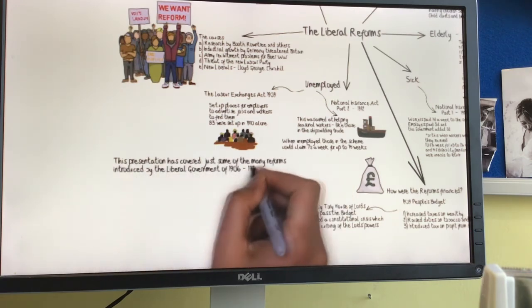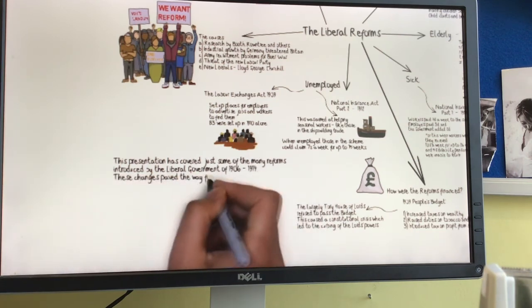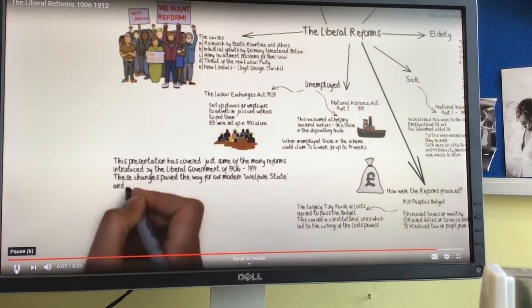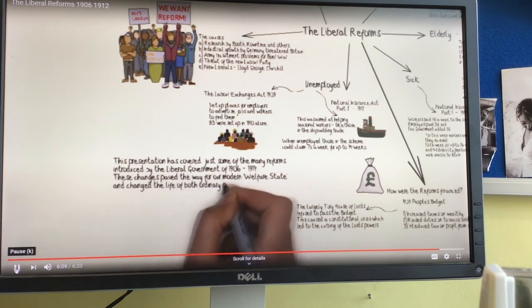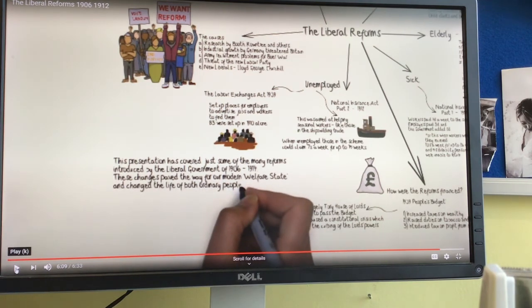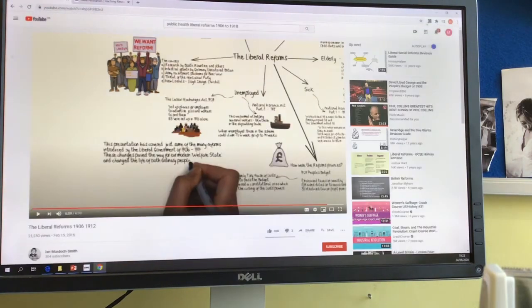This presentation has covered just some of the many reforms introduced by the Liberal government of 1906. It has covered just some, and there are others that I want to talk about now. So hopefully that is a lot of detail. It's good. That's why I showed it.